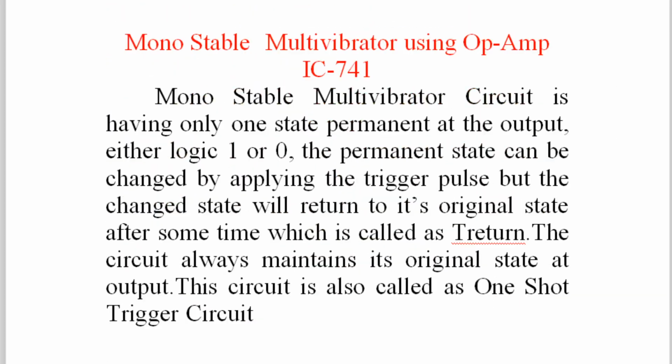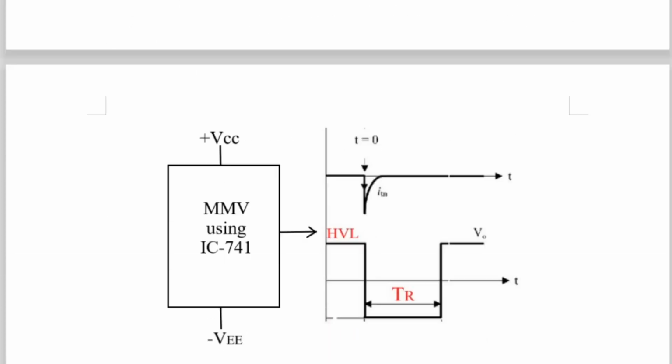Today we are going to study the topic called monostable multivibrator using op-amp IC741. Monostable multivibrator is a very important circuit in control systems to change the output from one state to another state. So let us first go to the block diagram of monostable multivibrator and then theoretically try to understand what this is.